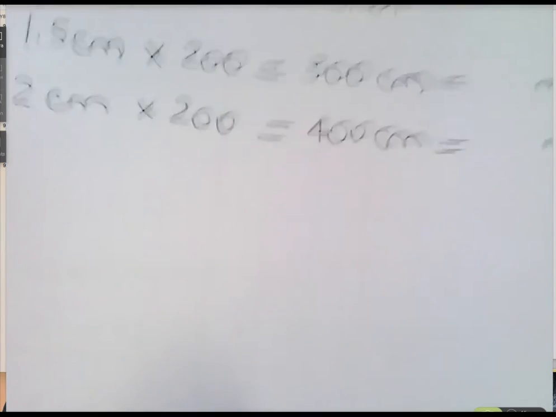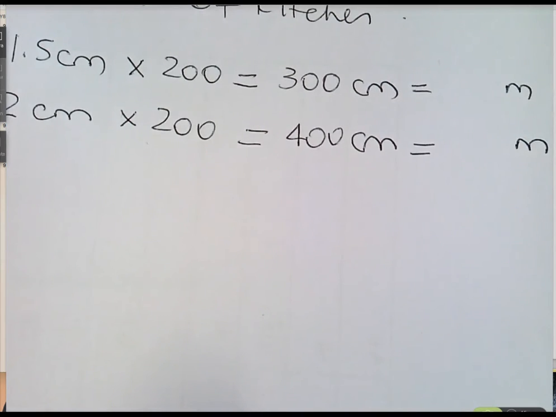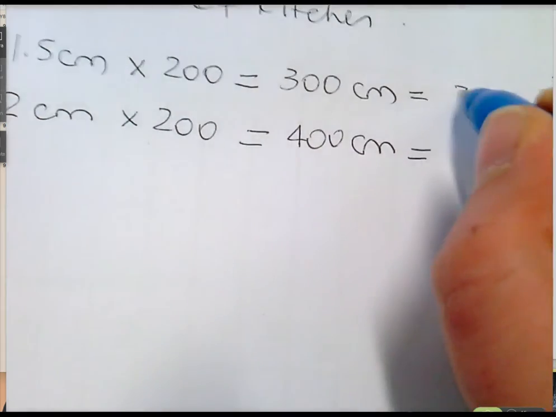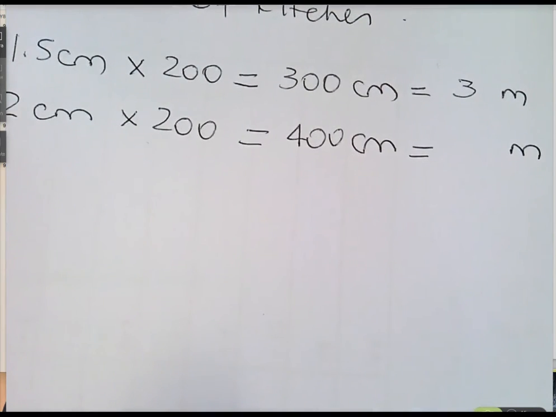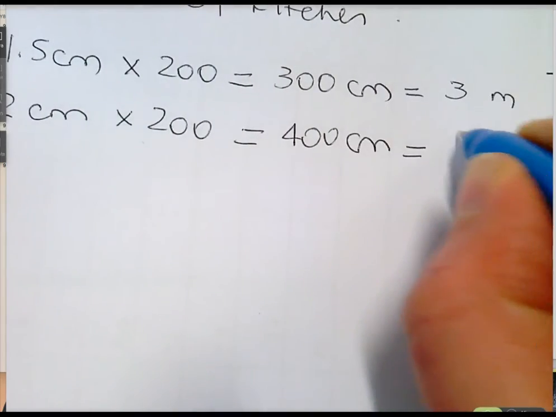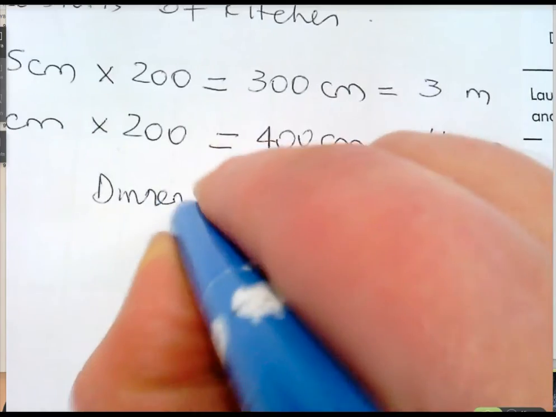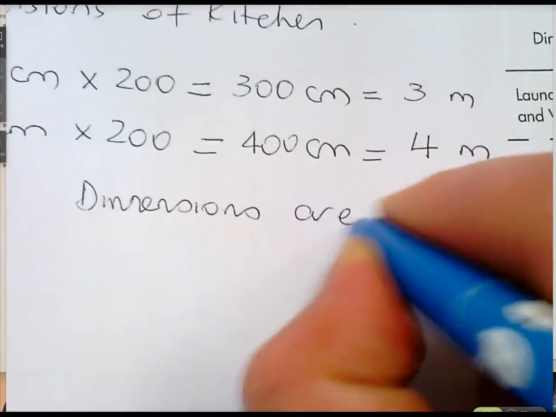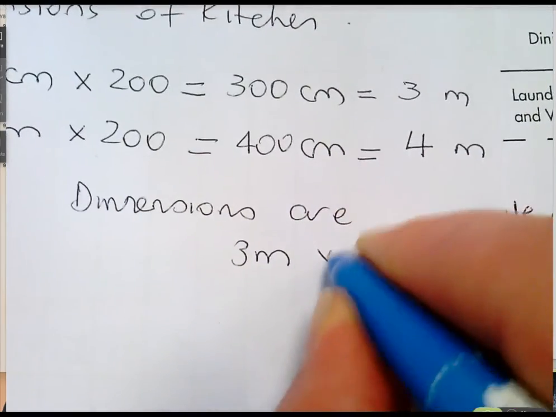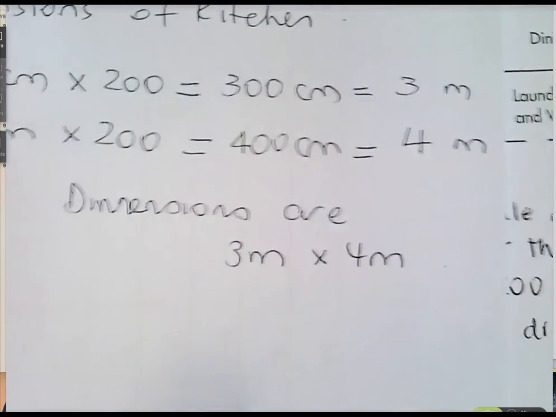I've got 300 centimetres. 100 centimetres is 1 metre. 3 metres. 200 centimetres would be 2 metres. 300 centimetres is 3 metres. What about 400 centimetres? 4 metres. So therefore, you write that the dimensions of your kitchen are 3 metres times 4 metres. Do you get that?